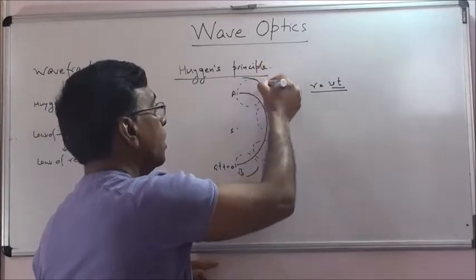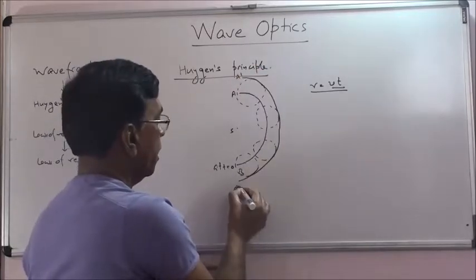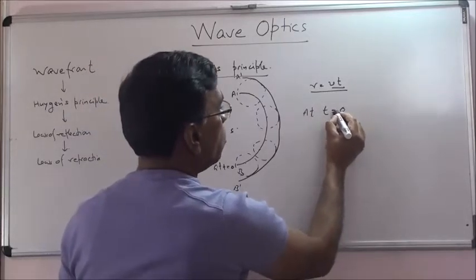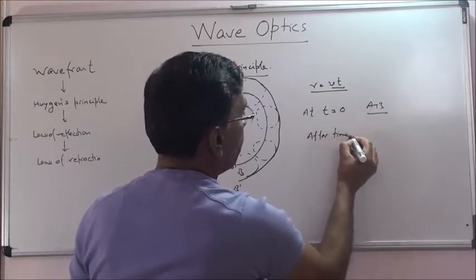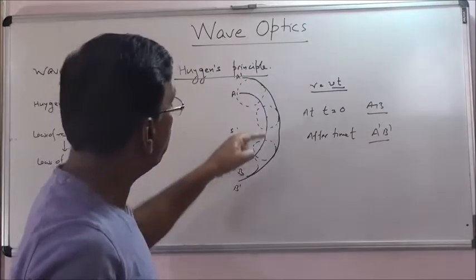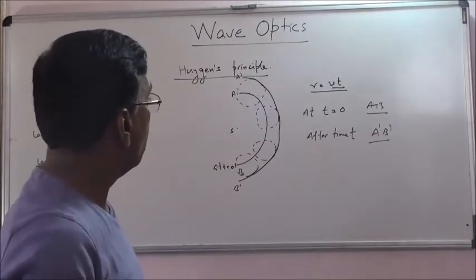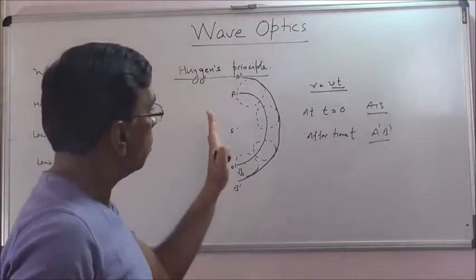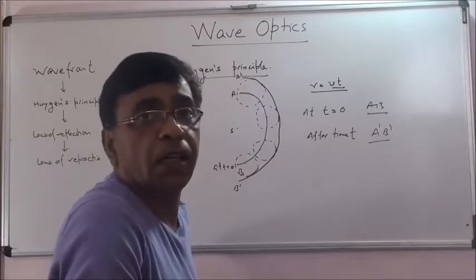And then draw a tangent. A dash, B dash. So at t equal to 0, the wavefront is AB, and after time t, the wavefront is A dash, B dash. Initial wavefront and then final after time t. Now, Huygens principle tells us about the method of finding the wavefront at any given time.